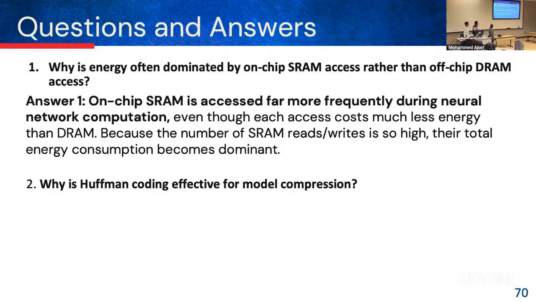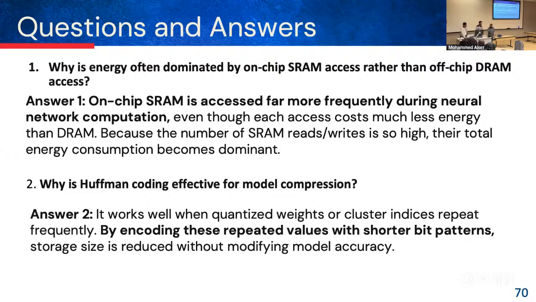But the main idea is why Huffman coding is effective for model compression. After quantizing the weights, there will be many repetitive numbers. For example, a single weight value, like index 32, may appear 1 lakh times. If we store the same weight 1 lakh times, it will take more memory. But if we use lossless compression like Huffman coding, it will address this issue.